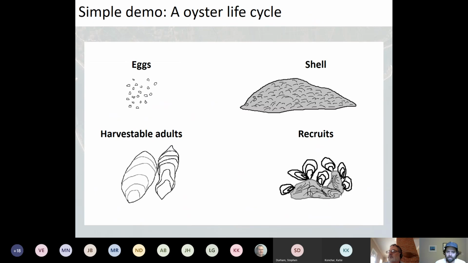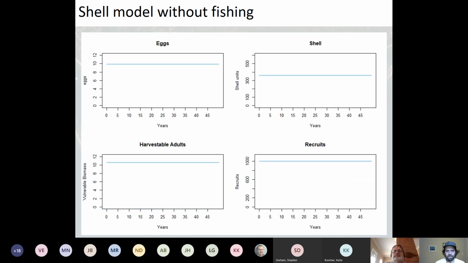Here we have added a further fantastic illustration done in Microsoft Paint, and that is shell. We're going to pretend that this is shell. So here we're saying, okay, there are eggs, but they have to settle on shell to be able to get through that density-dependent mortality period and become recruits, turn into harvestable adults, and make more eggs. And so we start with our same system where we have no fishing, and that is as expected.